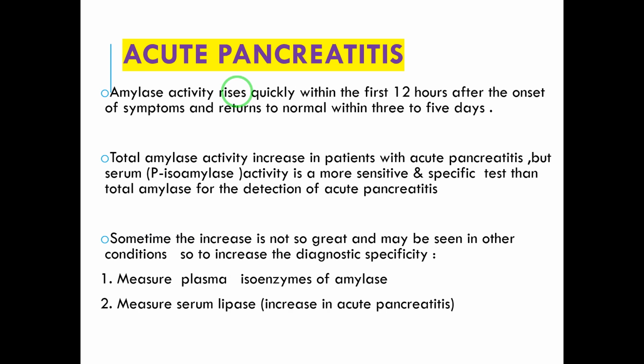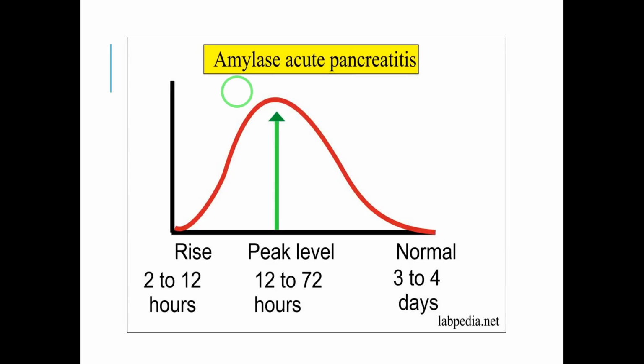Or we can also measure the plasma lipase, because the source of lipase is also the pancreas. So if we find that both of them are increased, the possibility that the elevation is due to acute pancreatitis is increased. So to increase the specificity and sensitivity, we measure the isoenzyme of amylase, and we also measure another enzyme, which is the lipase, secreted from the pancreas.